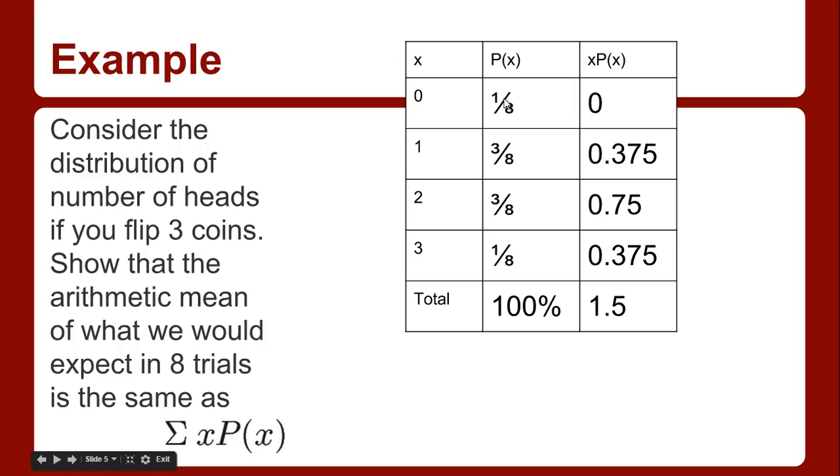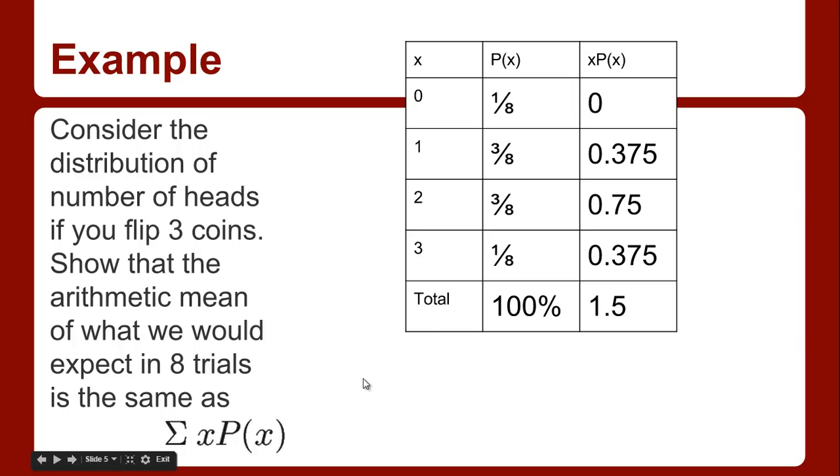Okay. And if we multiply the outcome by the probability, 0 times 1/8, and so on, and add them up, we get 1.5. And so that's actually how to calculate the expected value, is to do the sum of x p of x. That's what this is, sum of x p of x.